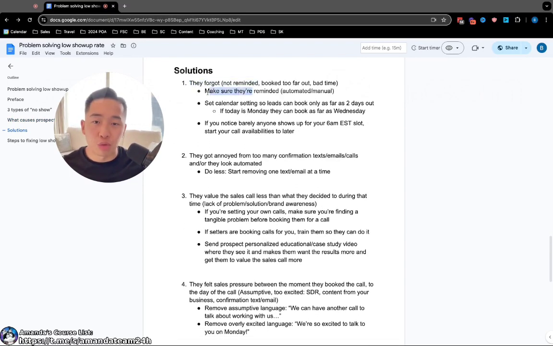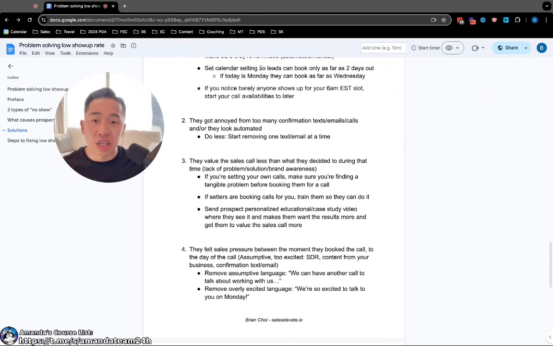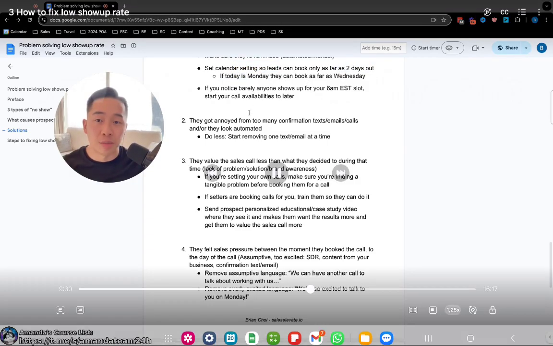If they forgot, make sure they're being reminded. So make sure your automated text reminders are on. Not too often, but typically it goes something like 48 hours out, 24 hours out, and then maybe 3 hours and 1 hour, something like that, right? And also set the calendar setting like we talked about, so the leads can only book as far as 2 days out. If today's Monday, they can book as far as Wednesday.